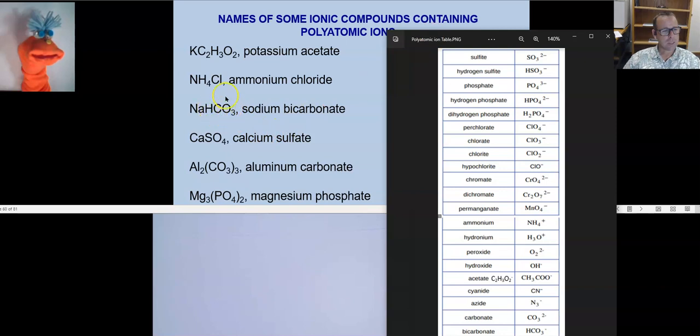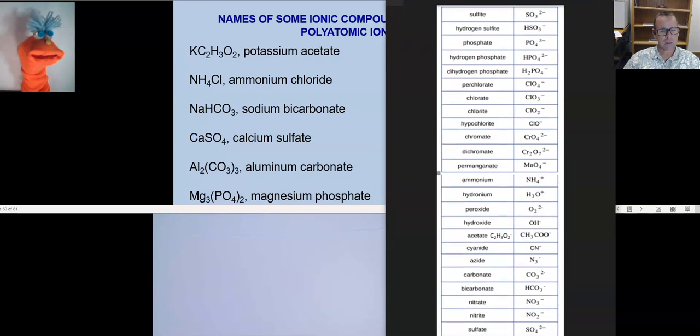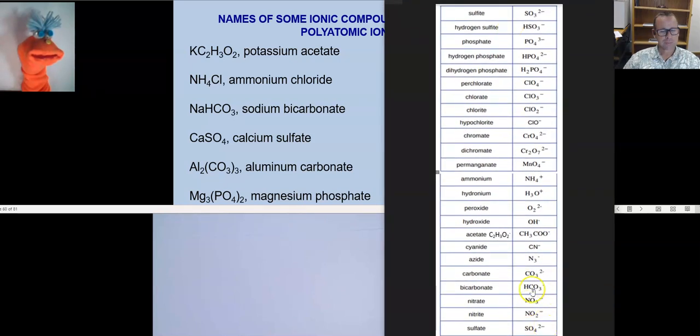Here, this one here is our bicarbonate ion. We can find it here. There it is down there, the bicarbonate ion, right? Okay, so notice there's no mono, di, tri, nothing of that. If I have 2 carbonates, it's just aluminum carbonate.